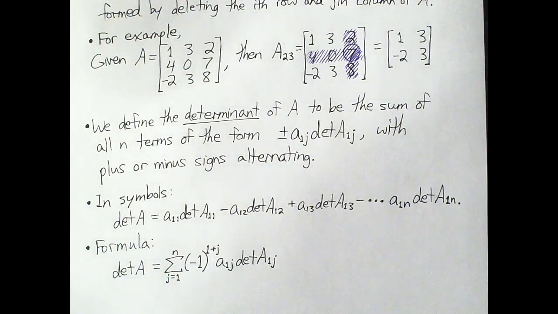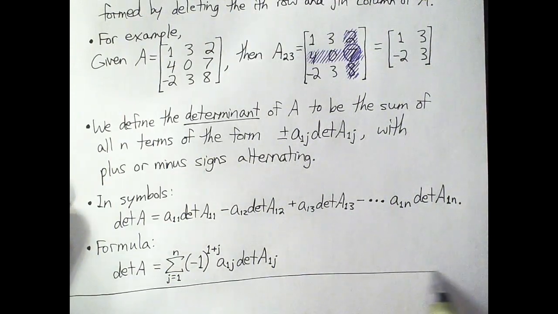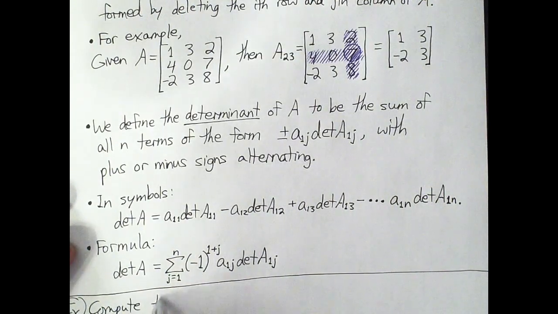So which of these do you prefer? Do you like the sentence? Do you like the way I wrote it out in symbols? Do you like the way I wrote it as a formula? Let's do a 3 by 3 example, because I think examples will help this make sense. So let's compute the determinant.